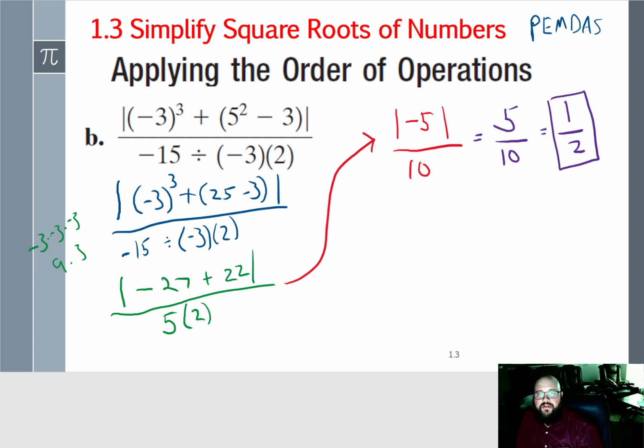Alright, and that's pretty much it for simplifying square roots and applying that in the order of operations. So I've got two more problems for you to work on, and I'll see you next time.